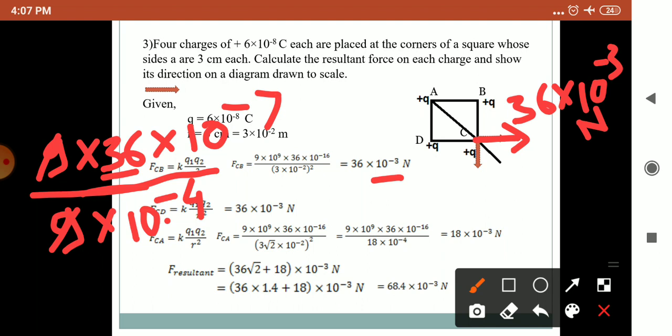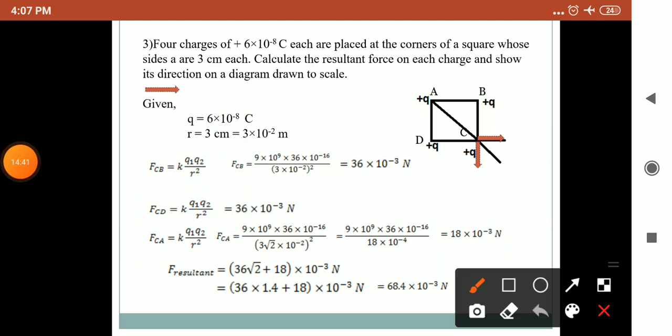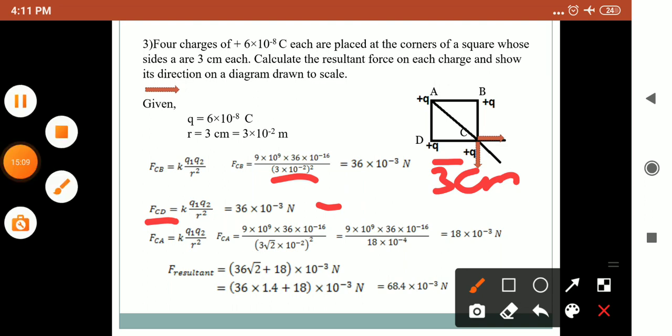Now in the next, the force along C to D, or the force along D to C, will give the same magnitude as the first one, because they are separated by the same distance of 3 centimeter. So all factors are the same from here, so its force will be 36 into 10 raised to minus 3 Newton.